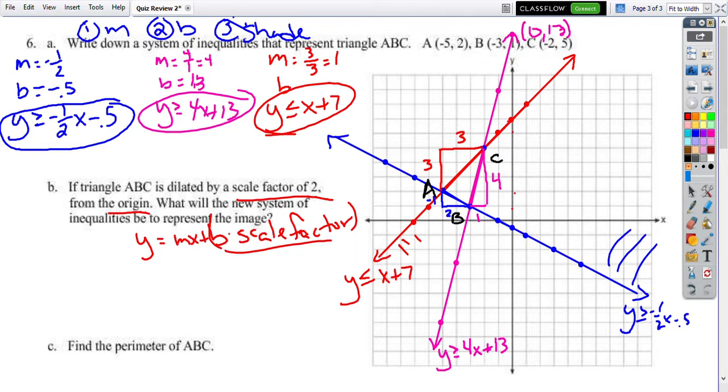So for the first inequality, it's -1/2. We double it, it's going to be -1. So it's y, keep the same slope, so -1/2 x, and then it's -1 when we double it. All right. The second inequality, y, keep the same slope, same inequality, so greater than or equal to 4x, and this time it's going to be plus 26. And the last one, same slope, so it's y less than or equal to again x. This time it's going to double to 14.